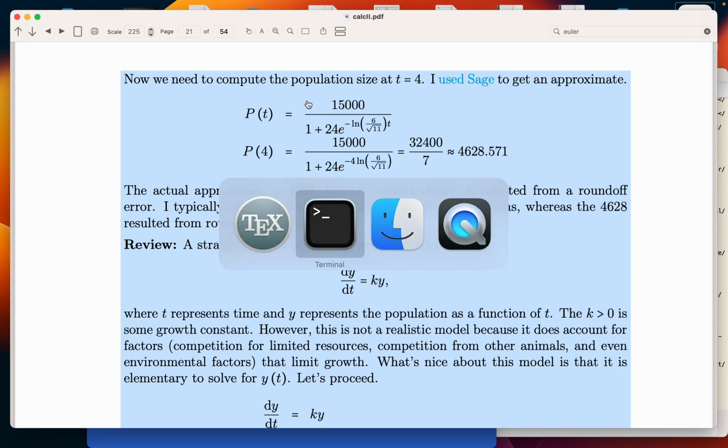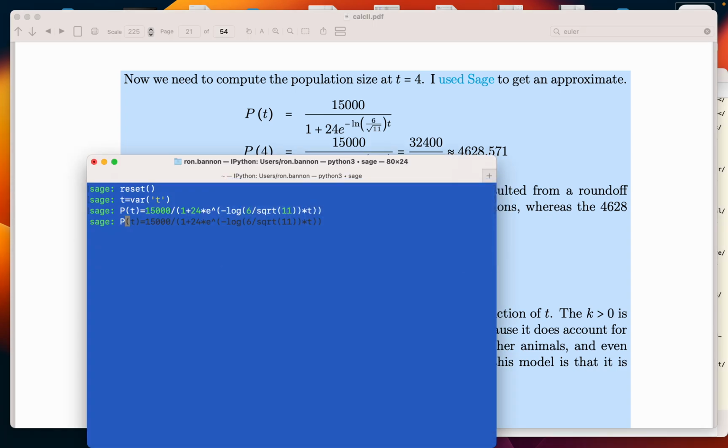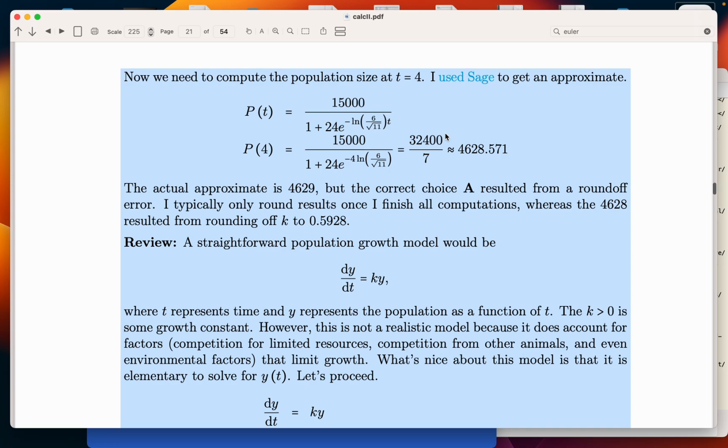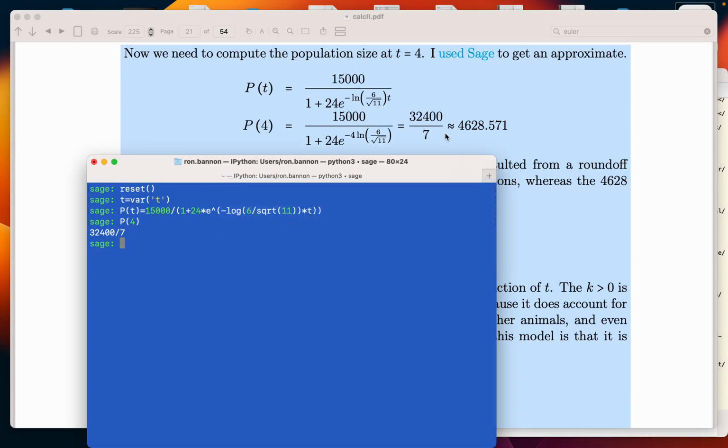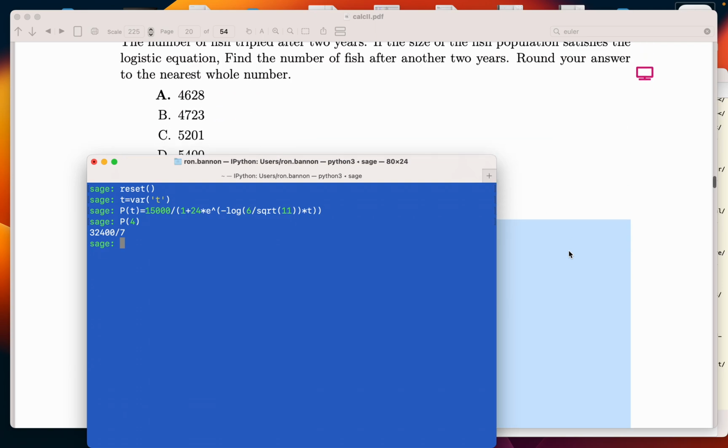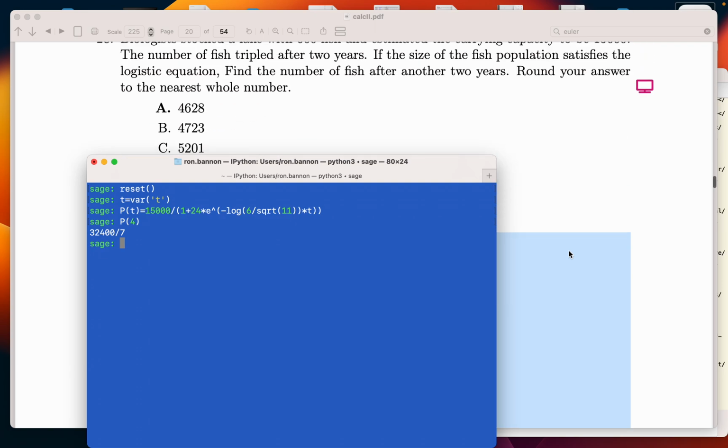What I want to do is go back to Sage and type in p of the number 4 now and see what it gives me. And what does it give me? It gives me 32,400 divided by 7. Again, if we went back to the actual key in the problem, which was the choices they gave me, I don't see that anywhere, right? So what I would do is approximate this.